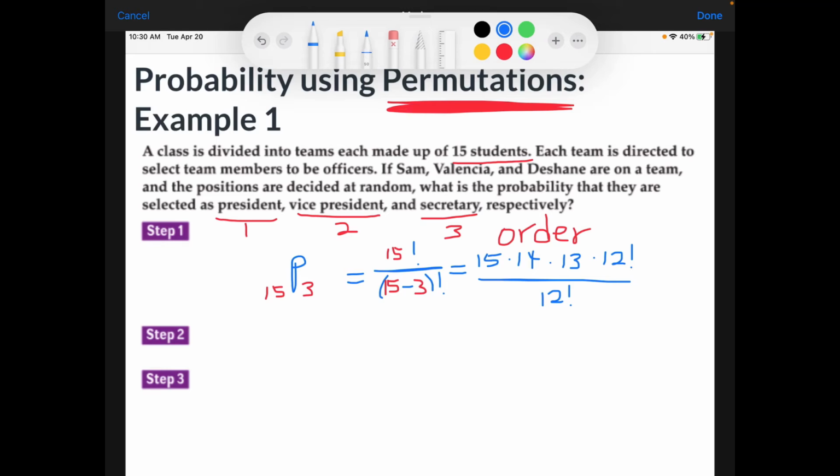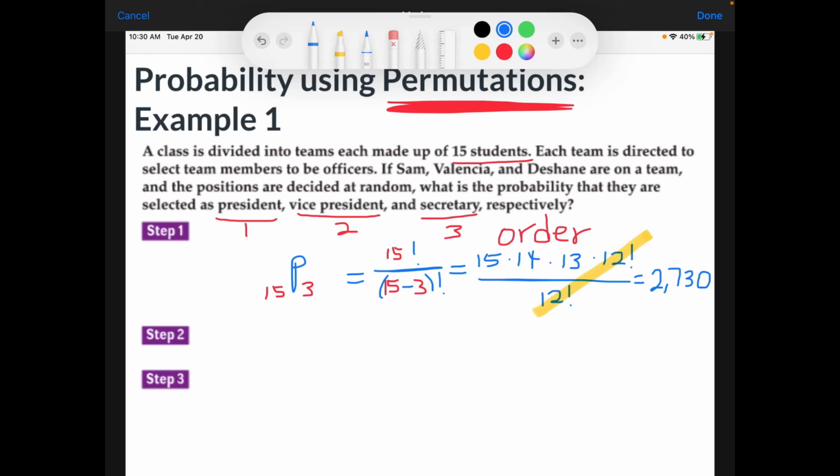And I'm just going to go ahead and stop instead of going all the way down and writing the whole thing. I can stop at 12 factorial, and remember the same number over another number is the same thing as 1. So those 12 factorials would reduce to 1. And so we would only have to multiply 15 times 14 times 13 in a calculator. And we would get the answer 2,730. So there's 2,730 different ways that this could happen.